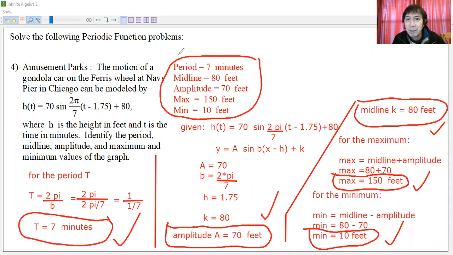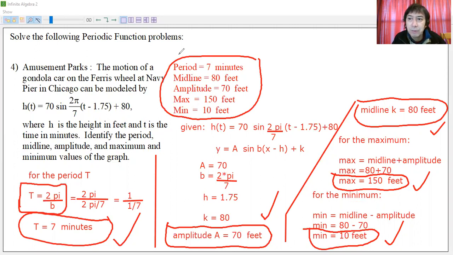So you can actually get all the answers from the given equation. When you're solving problems like this, just remember these formulas to get the period. Remember this formula over here. That's how to determine the period. Okay, all our answers are correct.